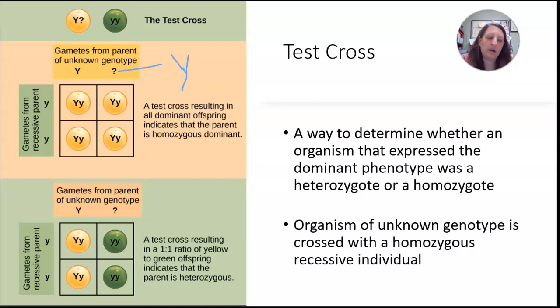Come down here, how would you get 50% of the offspring yellow and 50% of the offspring green, or a 1-to-1 ratio? Well, this unknown here would have to be a lowercase letter y. So again, I'm going to do my y with a line over it. It would have to be the recessive trait. And so you're going to see that term test cross. When you see test cross, you think, I have to cross this organism with a homozygous recessive individual. That is how you perform a test cross.